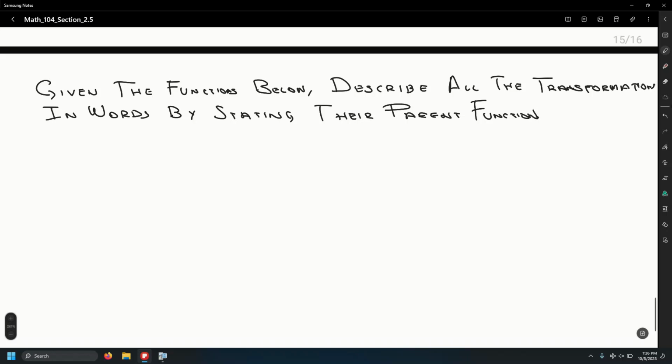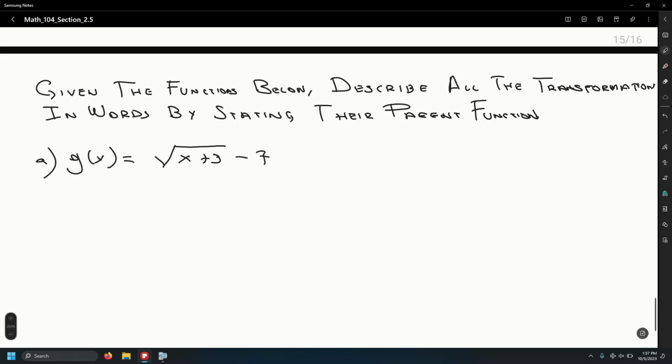All right, let me make something up. I think I'm just going to be using g of x and h of x because typically we refer to f of x as our parent function. So g of x on letter A: g of x equals the square root of x plus 3, minus 7.